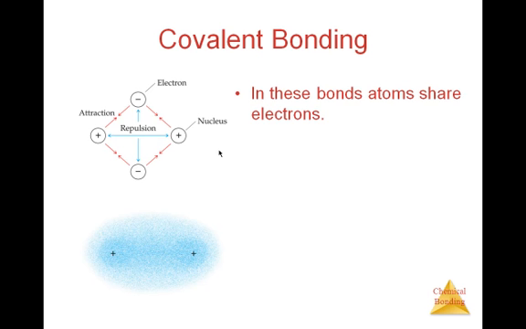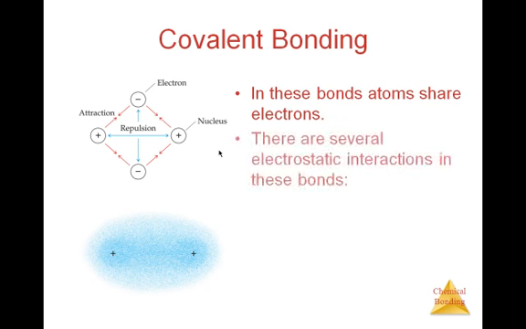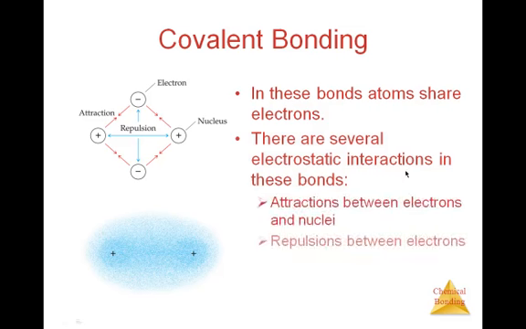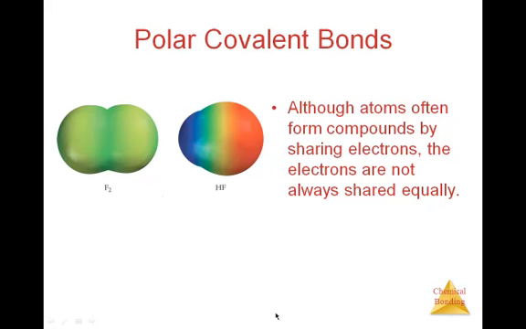Covalent bonding is different. You're obviously sharing electrons, and there are several charge forces going around. We call these electrostatic interactions in these bonds. You have the force of attraction between the electrons and the nuclei. Then you have the repulsion between the two nuclei of the atoms that are coming together. And then, of course, you have repulsion between the two electrons as well when they're coming together. So there's a lot of different forces.